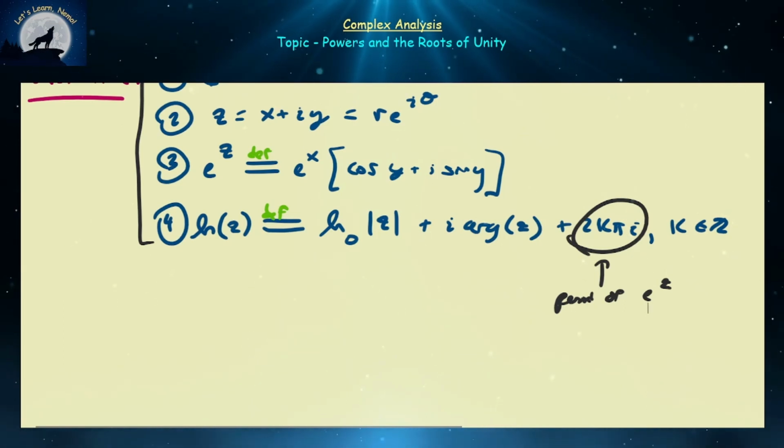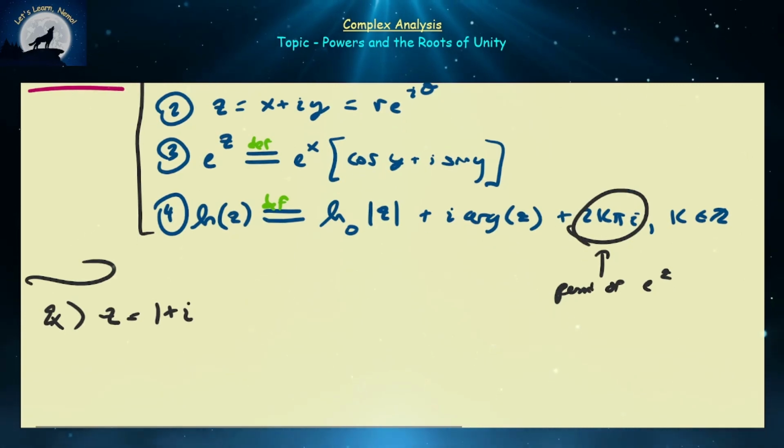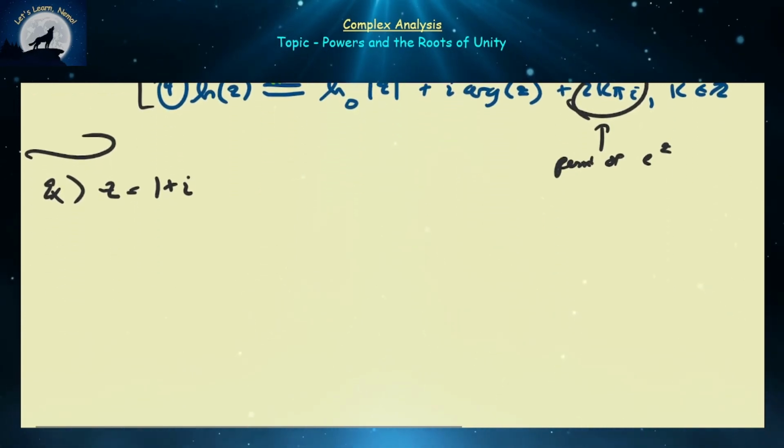Now let's go through a quick example of some basic calculations that I do definitely expect you to be able to do at this stage. So let's assume that we have the complex number z is equal to 1 plus i. So you might want to pause this video and see if you can find the argument, the magnitude, and also the natural log of this complex number, and also the principal value of the natural log of this number as well.